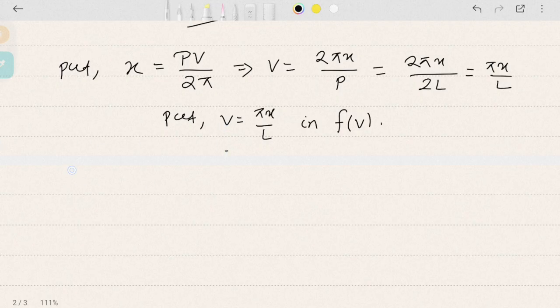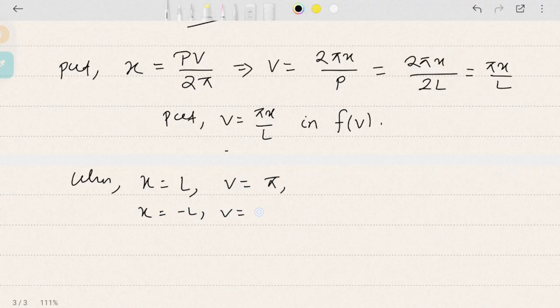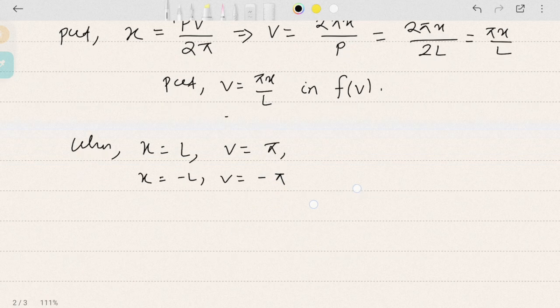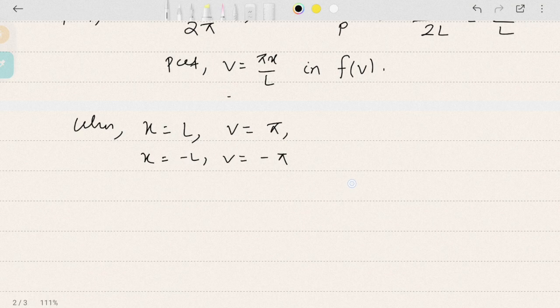What does this mean? When x is equal to l, because it is given that function f of x is a periodic function of period 2l, what is v? v is equal to pi. When x is equal to minus l, v is equal to minus pi. Yeah. So now f of v is a new function with period 2 pi. So we already know the Fourier series for a function with period 2 pi. So we can write the Fourier series for f of v.